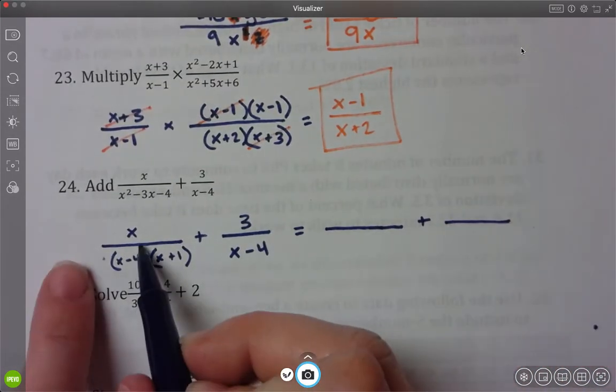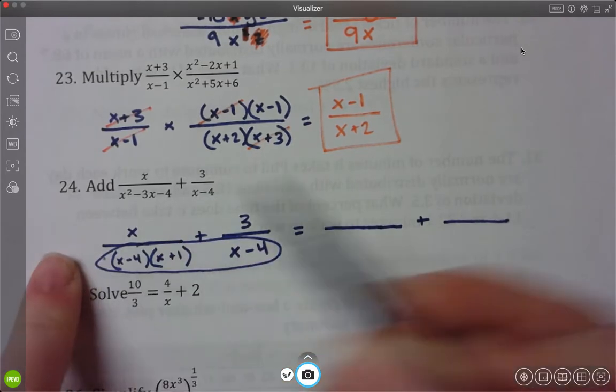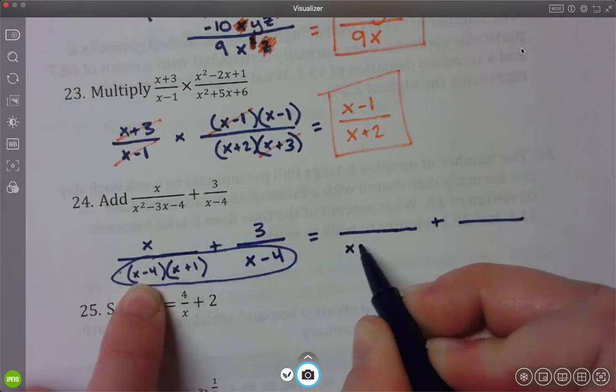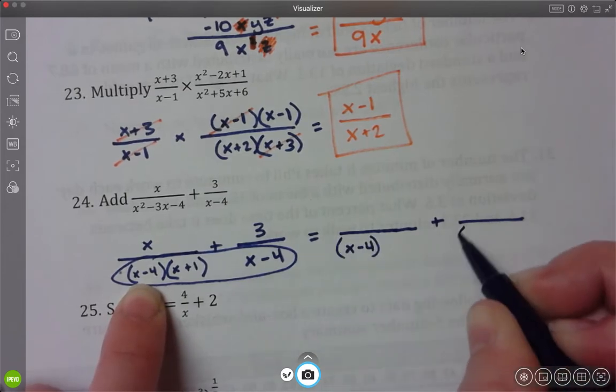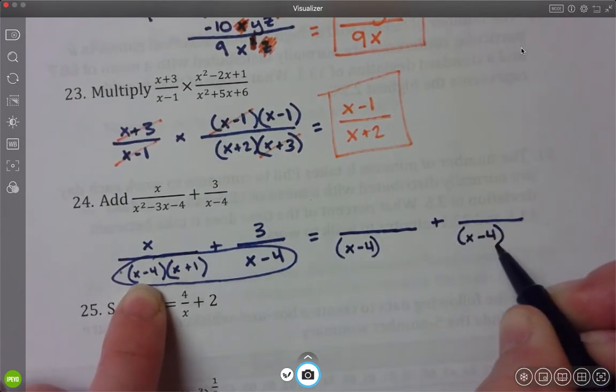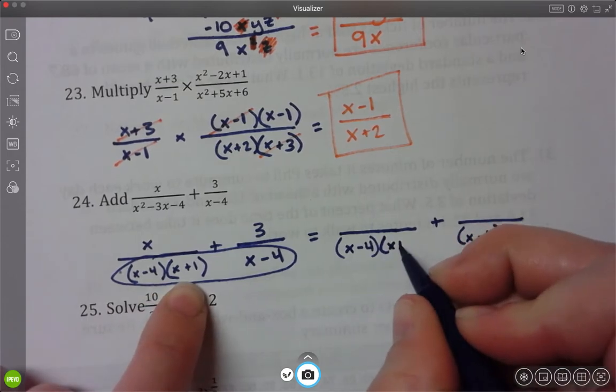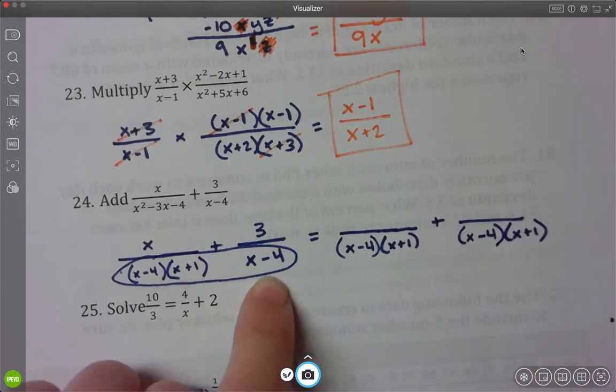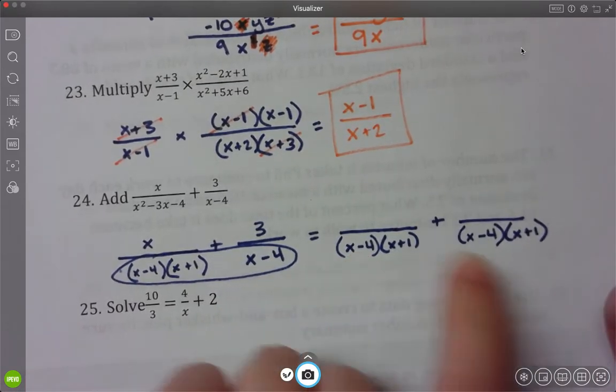So I look at these guys right here and I see what do I need to include? I know that I need an x minus 4 in my denominator. So I'm going to write both pieces with an x minus 4. And I know that I need an x plus 1. And then I know that I also need an x minus 4, but I already have one, right? I don't need to rewrite him again.